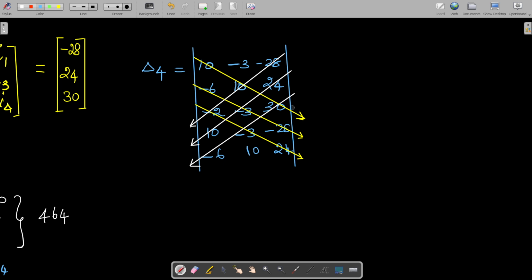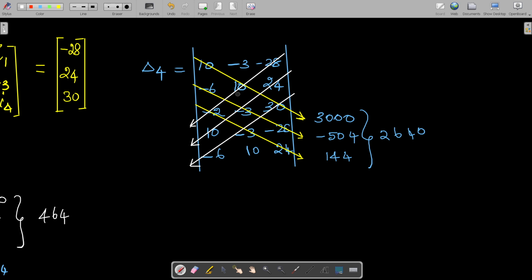10 into 10 into 30. So it is 3000 multiplied by plus, so it is plus 3000. Then minus 6, minus 3, then minus 28. So that is equal to 504. But minus minus minus, so it is minus 504. Then here minus minus, so you get plus sign only. Okay, 2 into 3 into 24, that gives you plus 144. So when you add these three values, you get it as 2640. Similarly, you do it on this side.